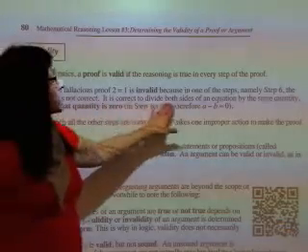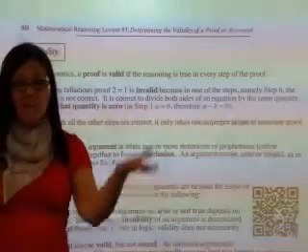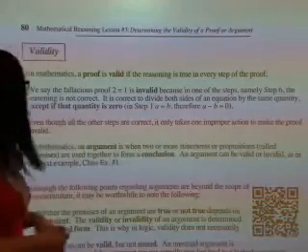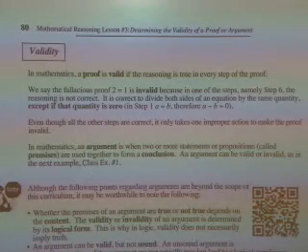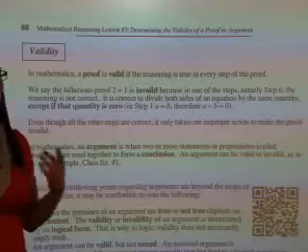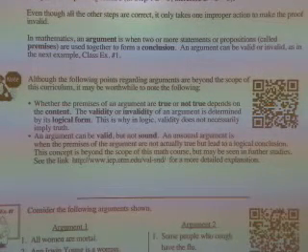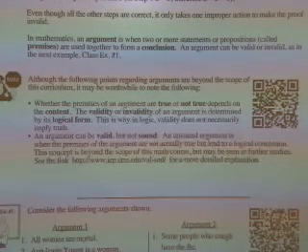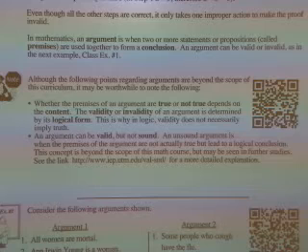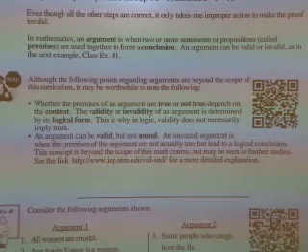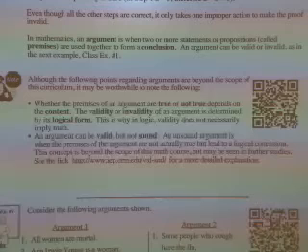It's correct to say that I can divide both sides by the same thing, as long as that same thing is not 0. That's the only thing I can't divide by. So even though all the other steps are correct, it only takes one improper action to render the proof invalid. In mathematics, an argument is when two or more statements or propositions called premises are used together to form a conclusion. An argument can be valid or invalid.